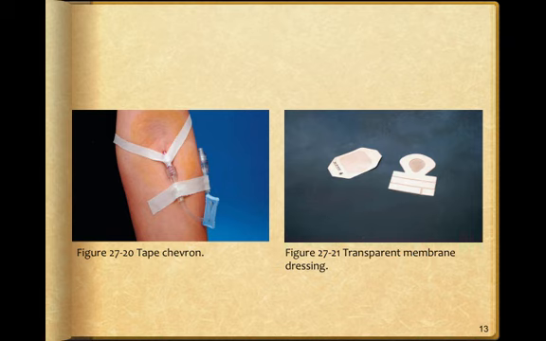Tape and a chevron device, you'll have to practice this. The easiest way to do this is to practice it again and again until you get it correctly. Or you can use dressings, omega loop, or a nice transparent version of membrane dressing here.